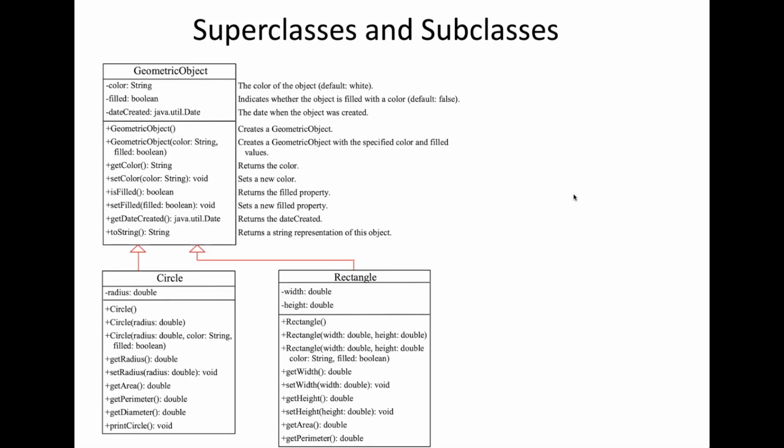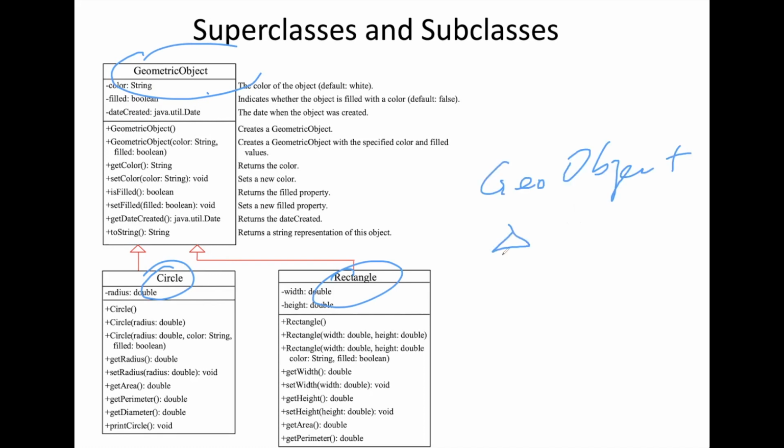Let's look at superclasses and subclasses. This is an example of a superclass called geometric object. Both circle and rectangles are the subclasses of this geometric object. Remember the UML symbol? It is this open, unfilled arrowhead. This means both circles and rectangles are the subclasses of geometric objects.